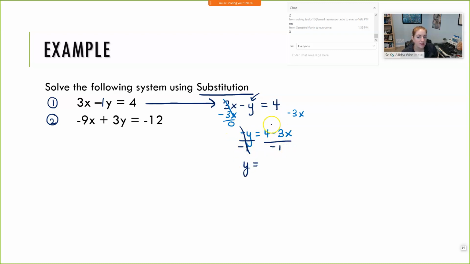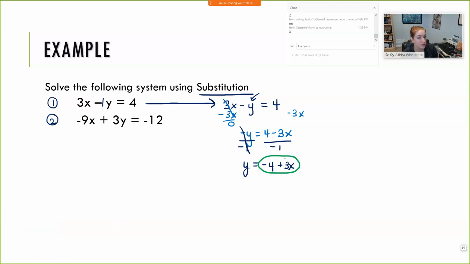So remember, you want to divide both by the -1. So 4 divided by -1 is -4. -3x divided by -1 is going to be a positive 3x. Basically, we're just flipping both the signs. That's all that happens. There's no fractions, no decimals. Things are looking up.